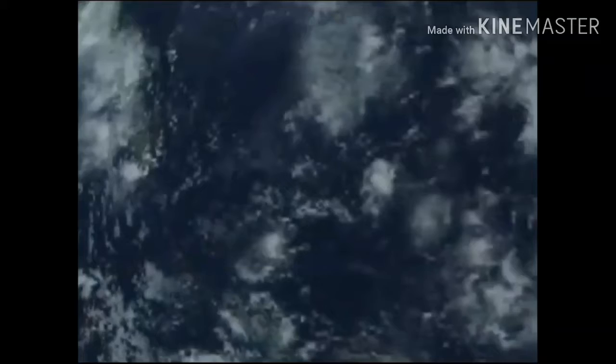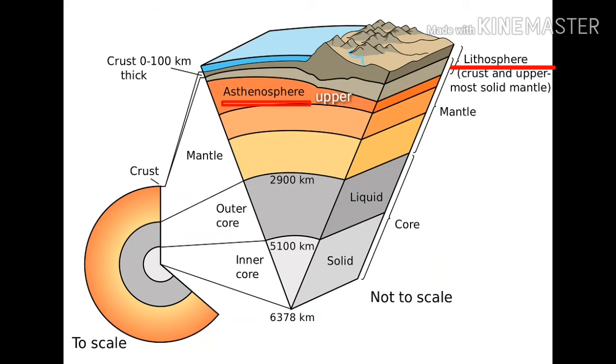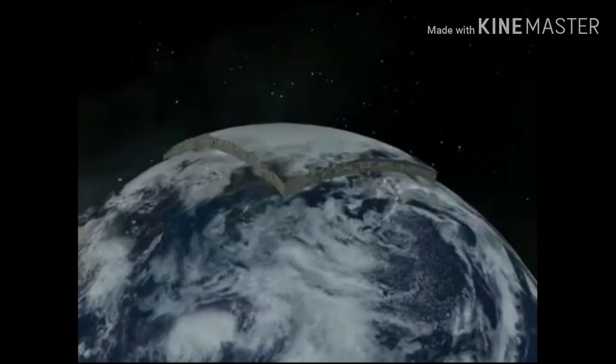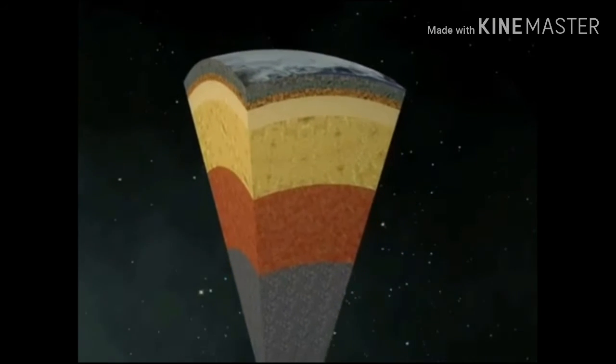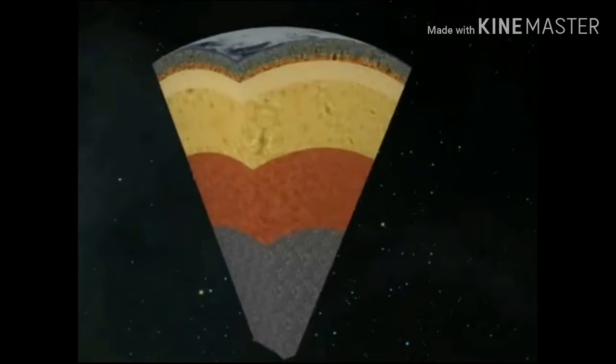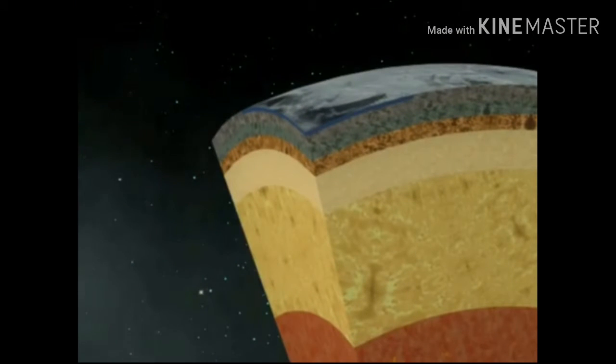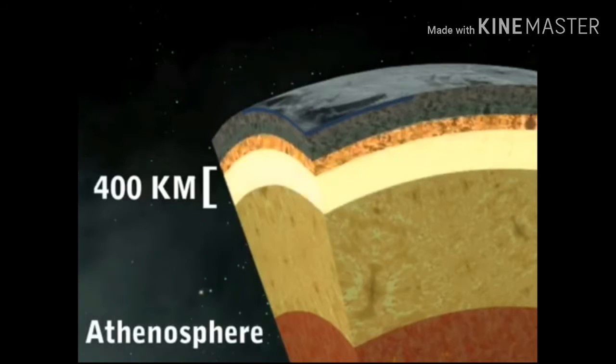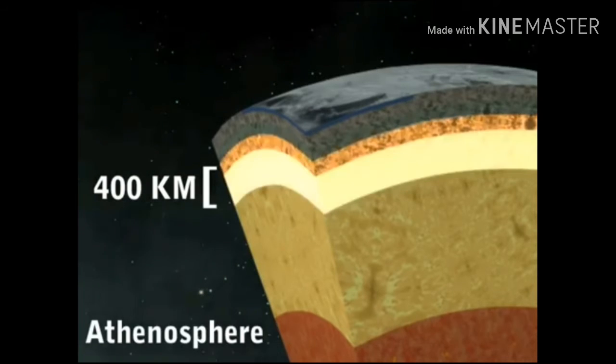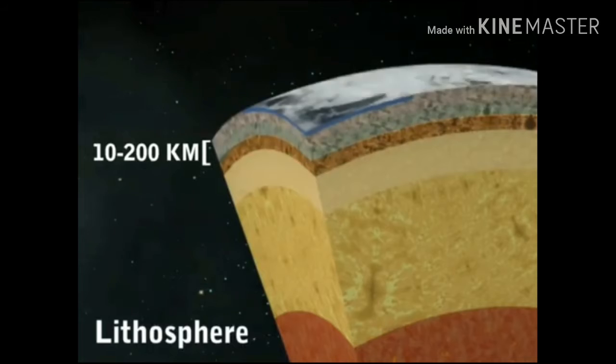The upper layer of the mantle is called the asthenosphere. In addition to the asthenosphere, there is a layer known as the lithosphere. The crust and the uppermost layer of the mantle together form the lithosphere. Asthenosphere has a depth of 400 km and lithosphere extends from 10 to 200 km.